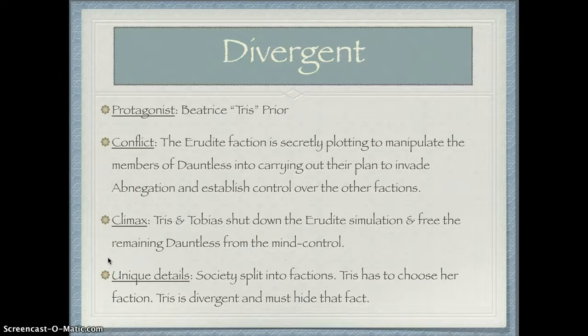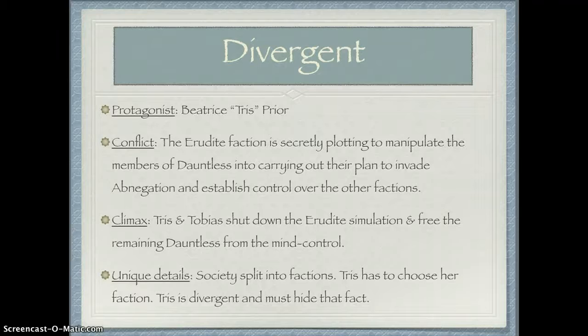Unique details. First of all, we have to discuss at some point in our summary that this is a society split into factions. You have to mention that. That's not normal. That's unique. We should also bring up the fact that Triss had to choose her faction, and you definitely need to bring up the fact that she's divergent and that she has to hide it. That is not a good thing. You need to explain what that is, what divergent means.